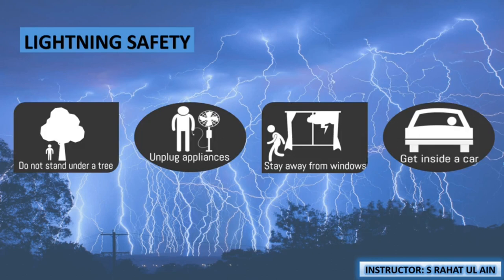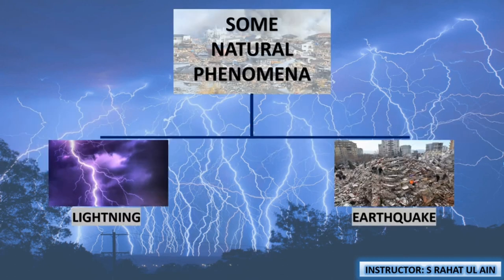There are also some safety measures that we should follow. Firstly, we should not stand under a tree. And then we should always unplug electrical appliances. And we should also stay away from windows. And if you are in a car, you should stay inside the car. As now we have completed the lightning part.